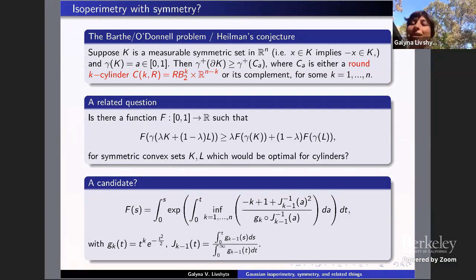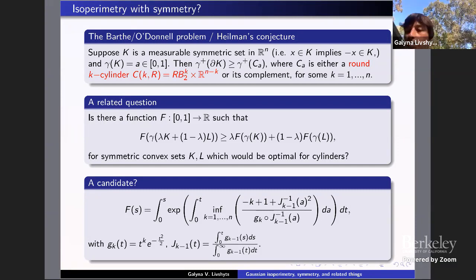And obviously, a very related question would be, in view of the slides that I mentioned earlier, whether we could find a function that is in some sense sharp and would give us the Ehrhard type inequality or the Brunn-Minkowski type inequality specifically for symmetric convex sets that would be in some sense optimal for cylinders. I would like to emphasize that Heilman's conjecture talks about all possible symmetric sets, not just convex, not just complements of convex, but basically, why don't we just talk about convex symmetric sets? I mean, it's hard enough. So anyway, in my view, it's an interesting related question.